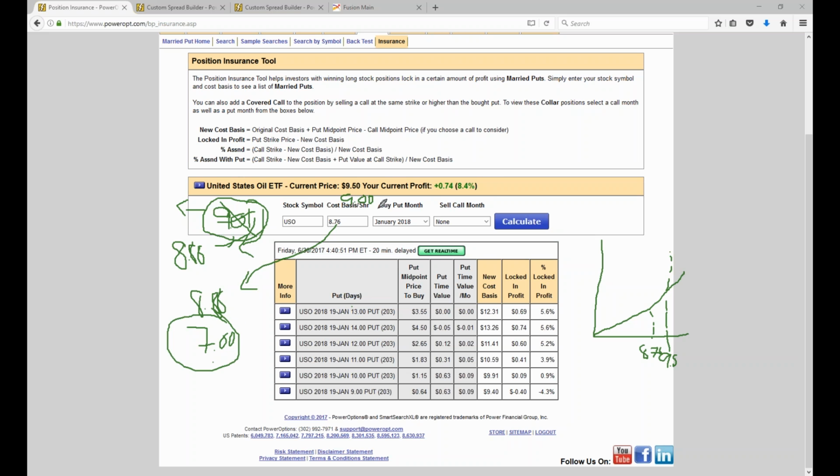You get filled at 7. Where you had an 8.4% return, you now have a $1.76 loss off an investment of $8.76. That's why people get hurt with stops.